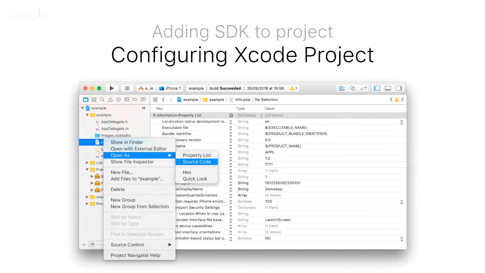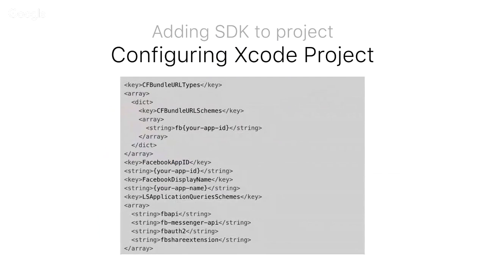Next, after we have finished adding frameworks, we'll have to open the Info.plist file, which is more or less like a package.json of our iOS app. And inside that file, we will basically store an XML chunk. The only thing here is that we will have to replace the your app ID with the real app ID of our Facebook application that we will create.